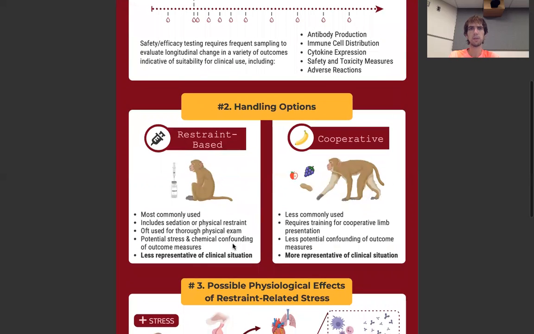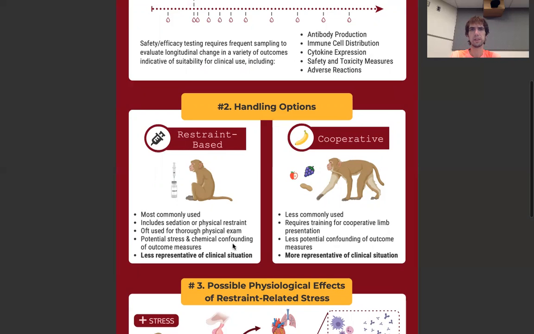The most commonly used method for sampling involves restraint, often in the form of sedation. While sedation makes sampling and performing a thorough physical exam fairly easy, it has the potential to introduce both acute and chronic stress, along with possible confounding influences from the sedative chemical itself. It should also be noted that this is not representative of how sampling usually occurs in the clinical setting, which may further impair translatability.